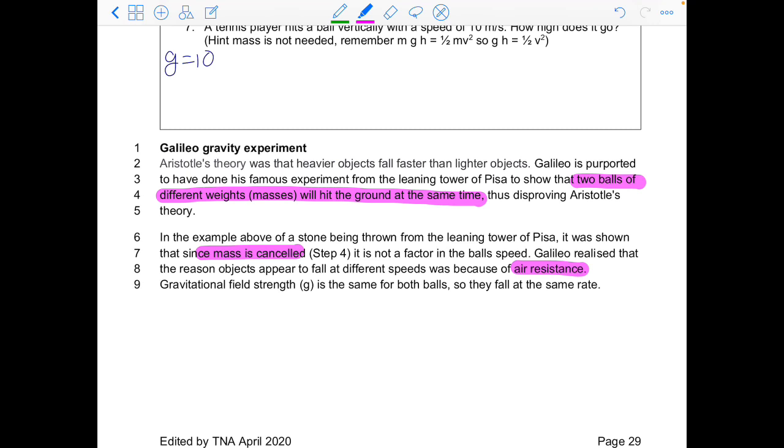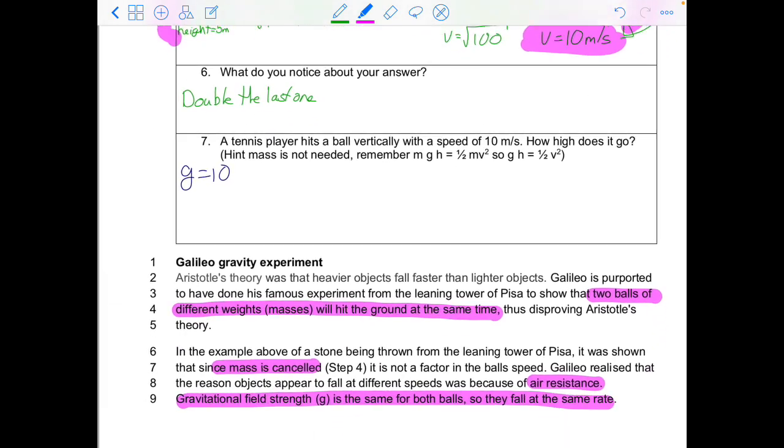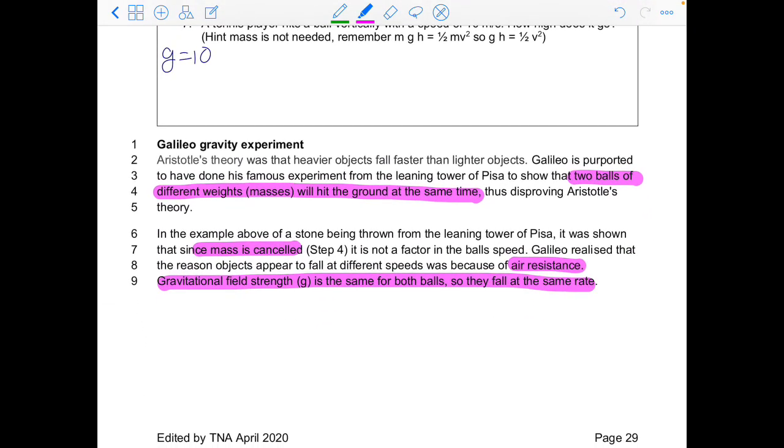Okay? So if they're being dropped from the same point, the gravitational field strength is the same for both balls, and so they fall at the same rate. So that's something you just need to know. The mass doesn't actually matter how much it falls or how quickly it falls. What matters is how high it's come from.